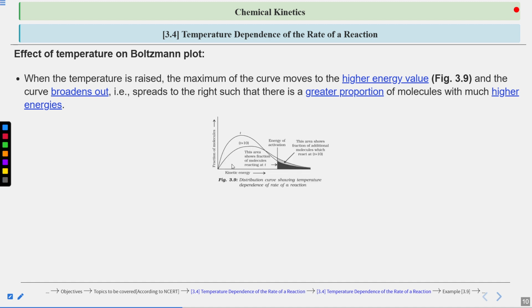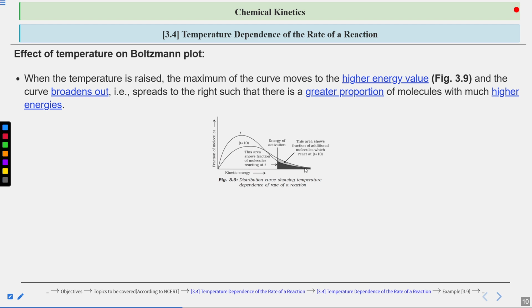This is figure 3.9, which shows the distribution curve of the temperature dependence of the rate of reaction. It is the same curve as the Boltzmann plot, with the x-axis denoting the kinetic energy and the y-axis denoting the fraction of molecules. There are two graphs. The first graph is at temperature T, and when you increase the temperature by 10 degrees, to T plus 10, the graph broadens out and spreads to the right. You can see that the peak point is also shifted.